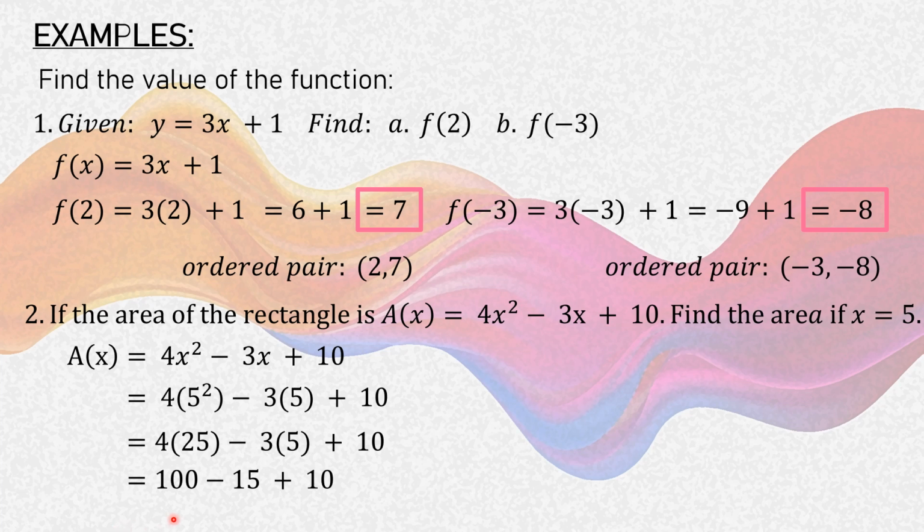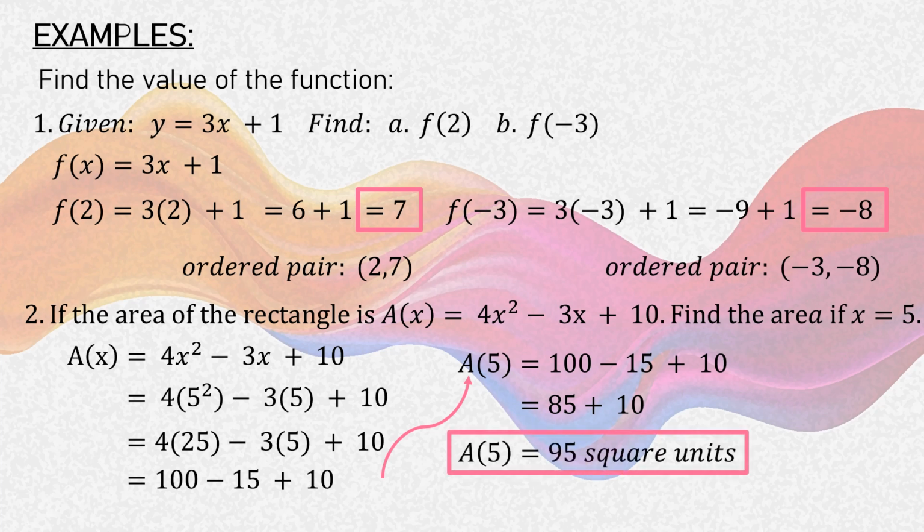Dito, kung mapapansin nyo, meron na tayong tatlong numbers. So, using the rule of PEMDAS, kahit mauna ang subtraction, ganun pa rin ang ating solution. Kung ano yung unang isulat, iyon pa rin yung ating unang isosolve. So, 100 minus 15 plus 10, that is 85 plus 10. So, 85 plus 10 is 95 square units. Therefore, the value of area, or A of 5, is 95 square units, and then we have the ordered pair, 5, 95.